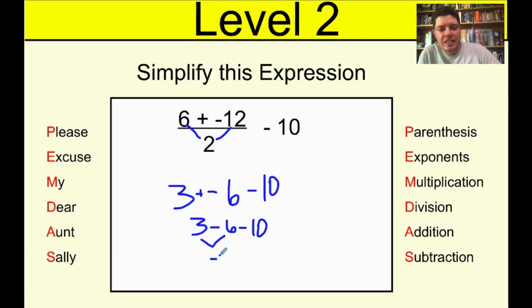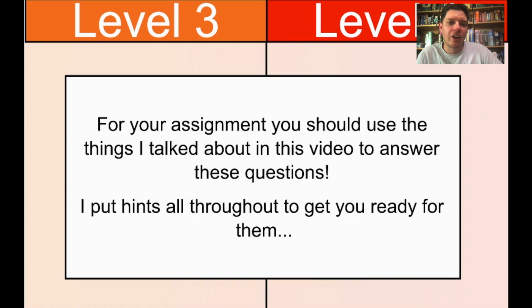3 minus 6 is negative 3. So we've got negative 3 minus 10. And negative 3 minus 10 is negative 13. Same answer. I actually got that one right both times. Yay me. That's not a B down there. That's negative 13. All right.